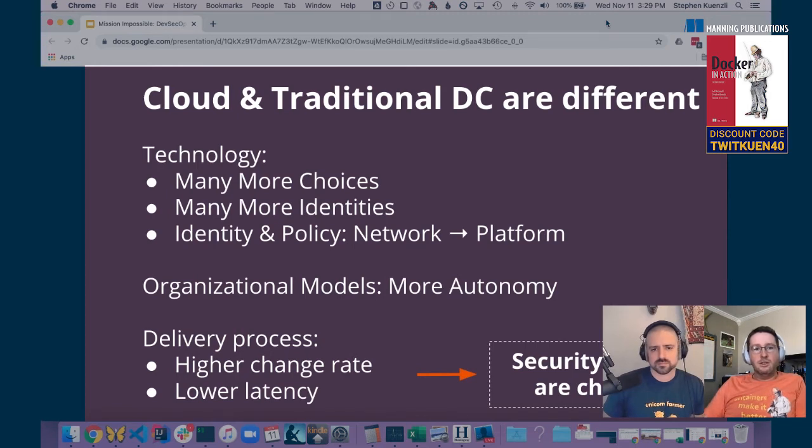The technology has changed. The way we organize our teams has changed. We have more autonomy. And our delivery process is changing. We change at a much higher rate. Instead of a quarterly or annual deployment, we're doing monthly, weekly, daily, hourly changes. And so this all combines to invalidating our previous models around security controls. Like we need new ones that work for this new world.